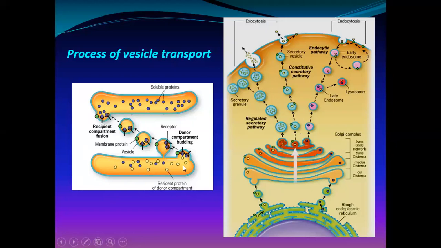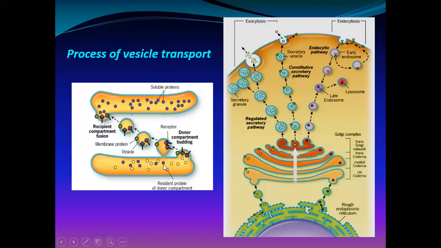So the donor compartment, the donor organ needs protein. So that is the donor organ, and it also needs protein. You can see the resident protein of the donor compartment. Resident protein means the protein that belongs to it. Right? That is the yellow color one.